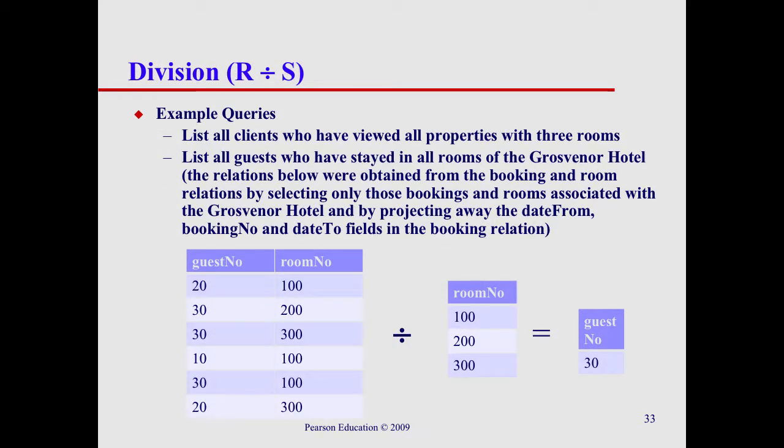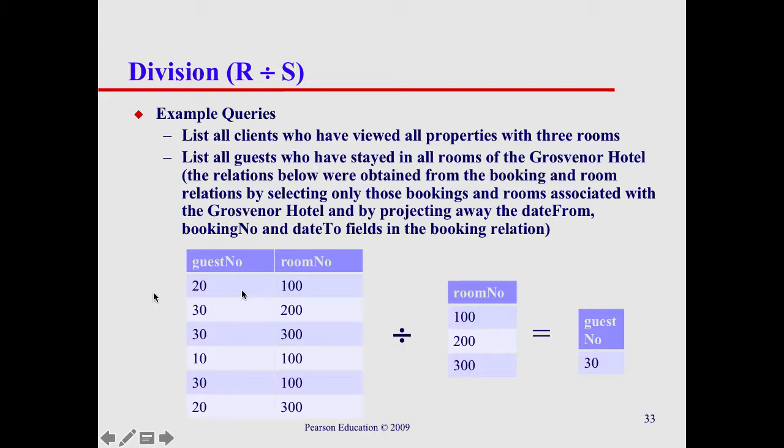So again, set division is a query where you're essentially looking for the people who have done everything of something. So in the example you see up here, we are looking for all guests who have stayed in all rooms in the Grosvenor Hotel. And there's 3 rooms in the Grosvenor Hotel. So we're looking for the guests who've stayed in all rooms in the Grosvenor Hotel.